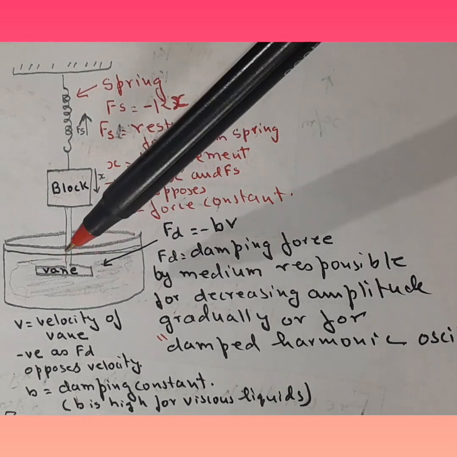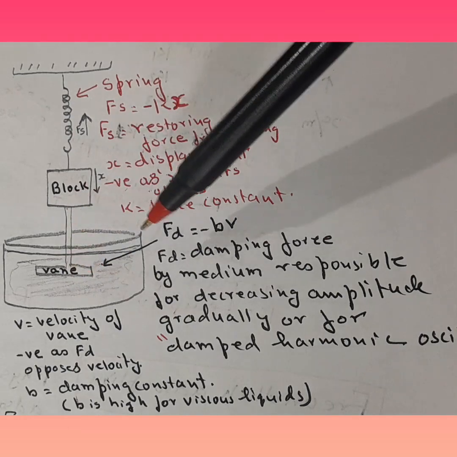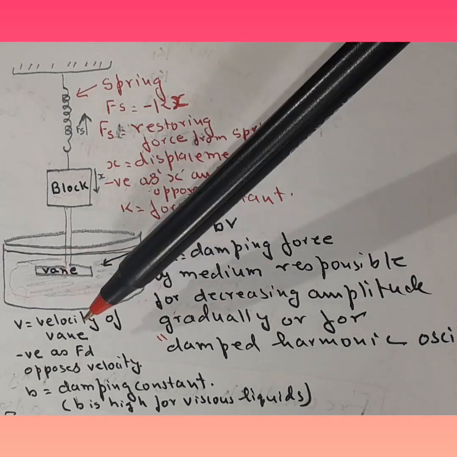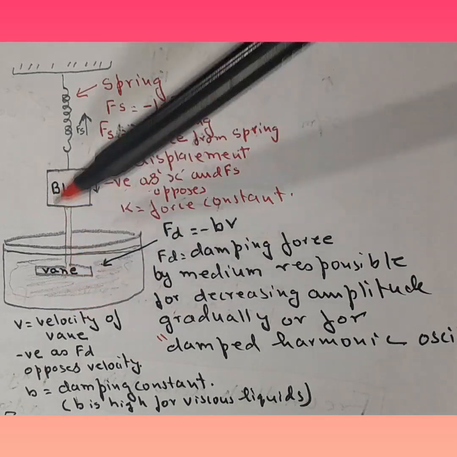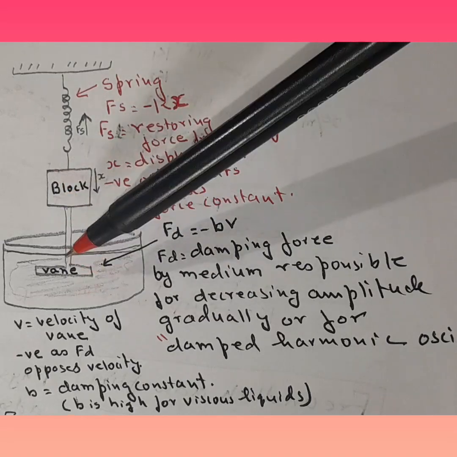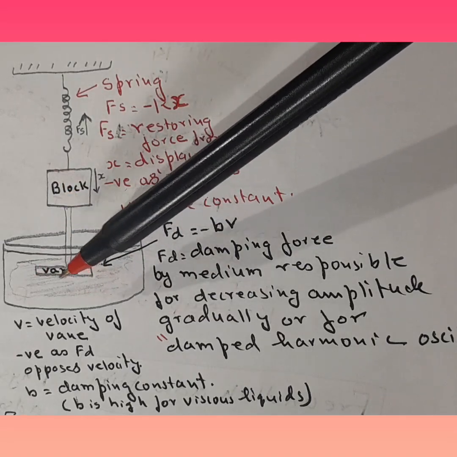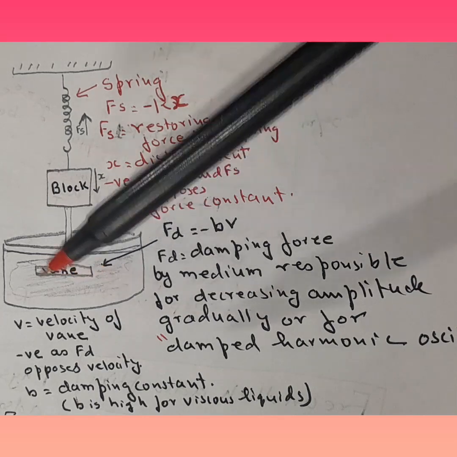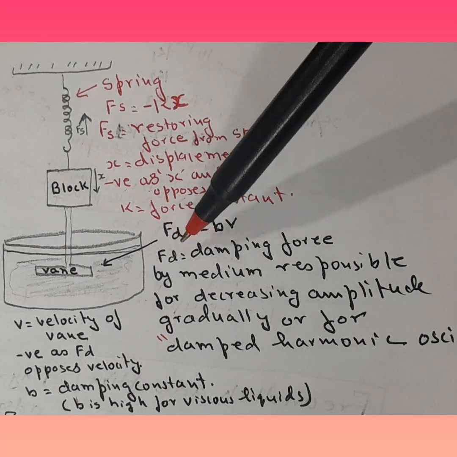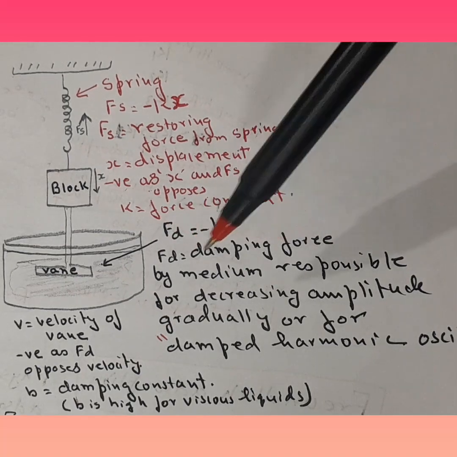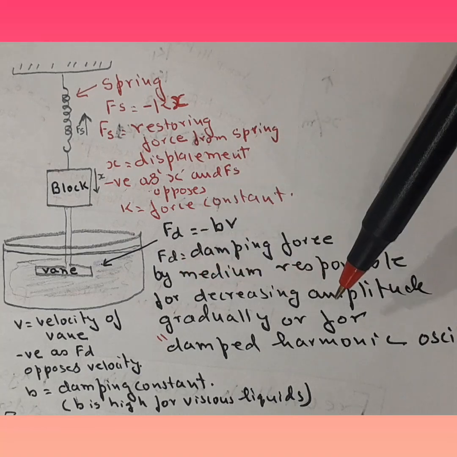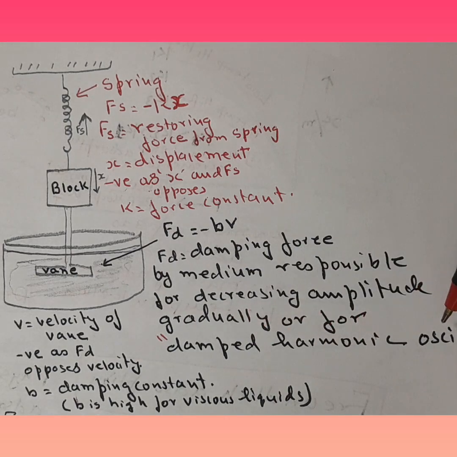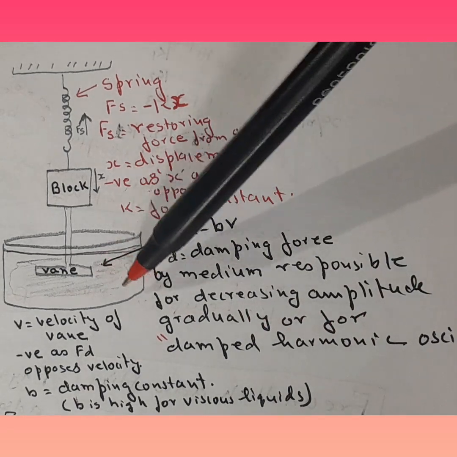Now let's come to something new. This is called FD, the damping force. As I told you, if this fluid weren't there, the vane would have oscillated freely. But since fluid is there, there are obstructions, there is resistance by the fluid. Let's understand what it is. FD is the damping force by the medium, responsible for decreasing amplitude gradually, for damped harmonic oscillation.